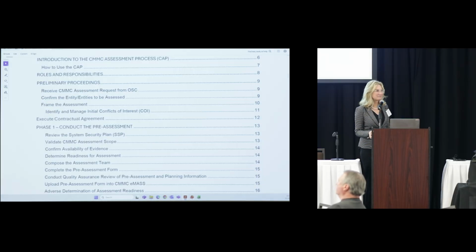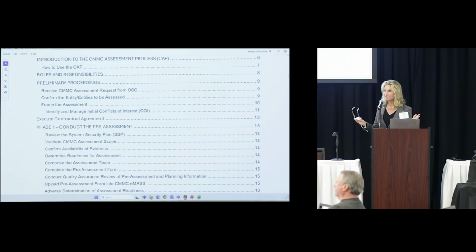CMMC Assessment Process. So this document, I don't know if you can see on the far right, but it's 29 pages. Just looking at the table of contents, getting through phase 1, the pre-assessment. This is before you've officially started your assessment with all the assessors on Teams or Zoom or whatever, and all of your people in your conference room, or everybody's all together physically in person. Before you even do any of that, you are 16 pages into a 29-page document.